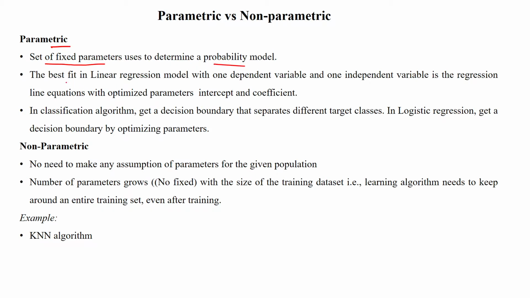model. The best fit is the linear regression model with one dependent variable and one independent variable. The dependent variable is y and the independent variable is x, which is used to draw the regression line with optimized parameters such as intercept c and coefficient m in the straight line equation y equals mx plus c. So this type of algorithm is called a parametric algorithm.